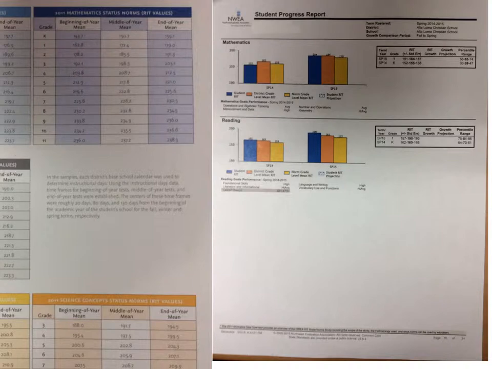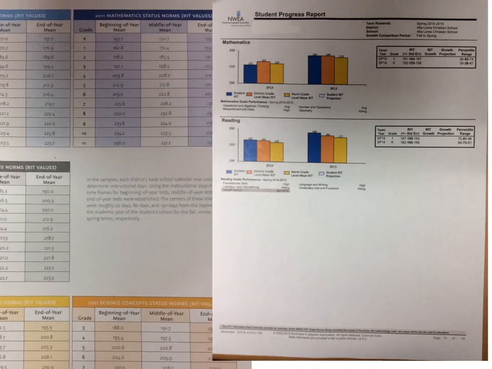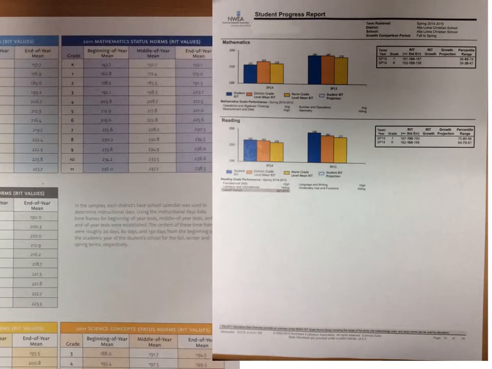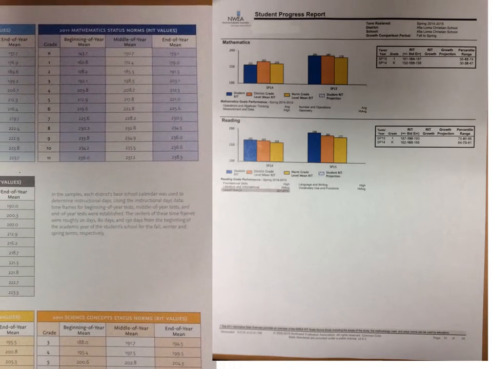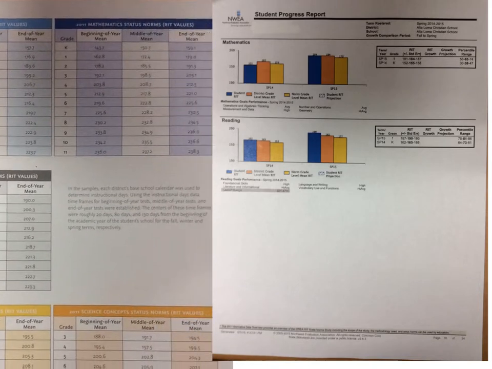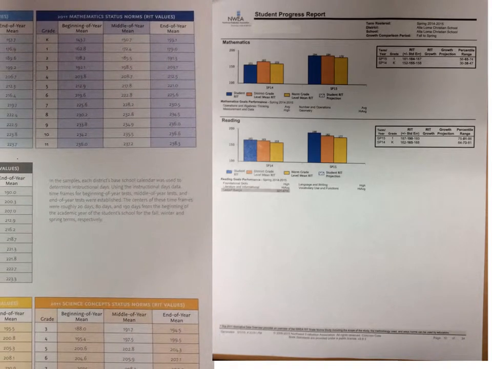Next, we're going to look at the norm chart along with your student progress report. So the norm chart looks like this right here, and we're going to focus on math, so just look at the math section, which you see right there. And this is a sample student score report. We'll look at that as well to make some comparisons.